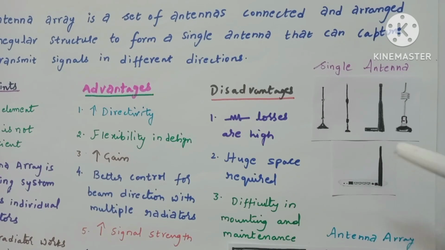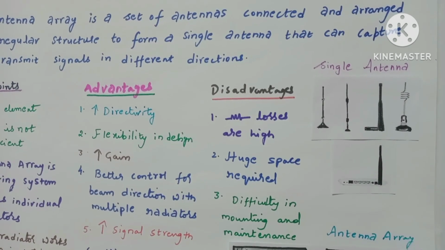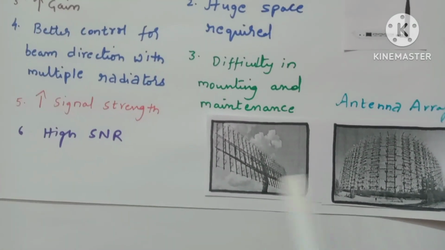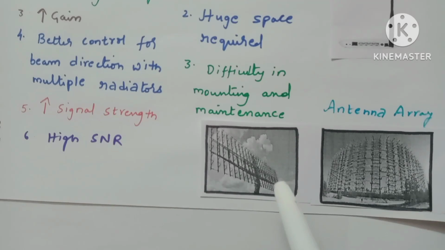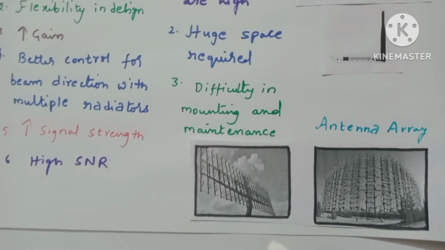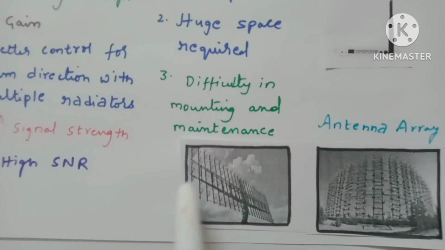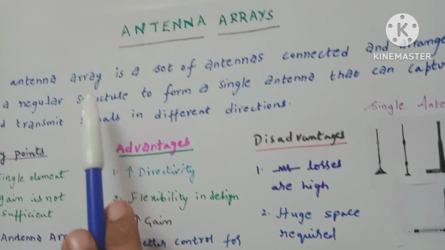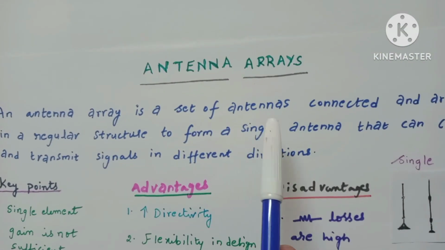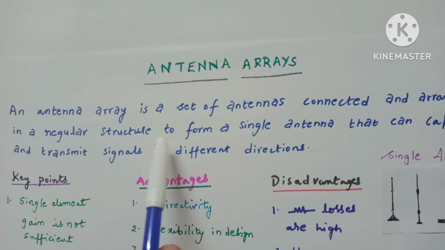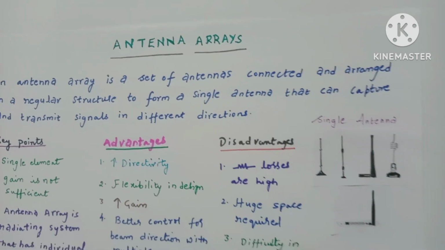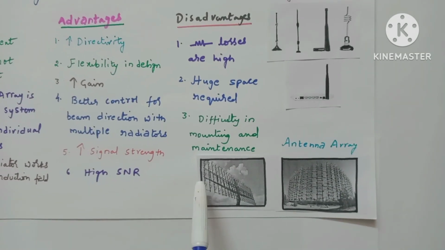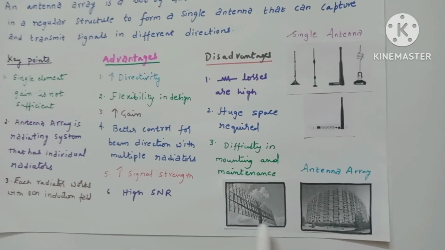Moving away from this type of pattern, we go to a new pattern called a group of antennas. I have given two reference images. In the above diagram we saw a single antenna, but here you can see multiple antennas connected just like a single antenna. Going back to our definition, an array is a set of antennas connected and arranged in a regular structure. In this diagram, the group of antennas is arranged in a particular structure or pattern.